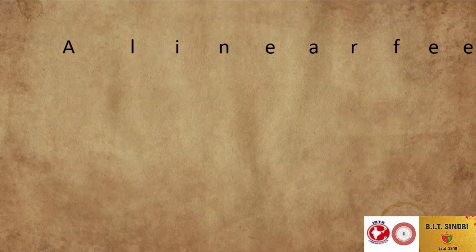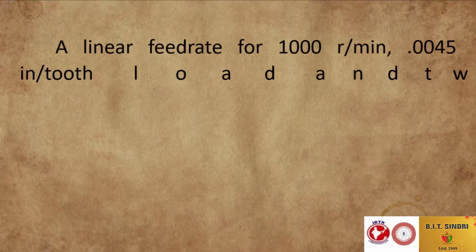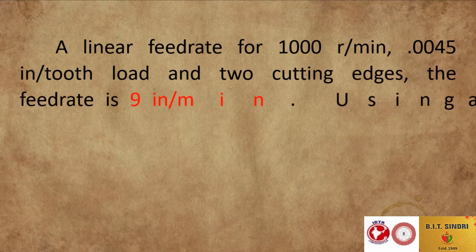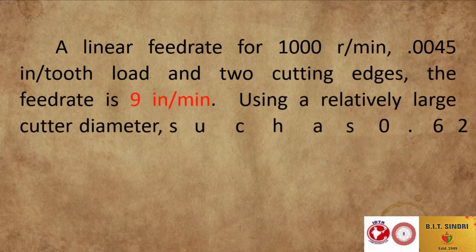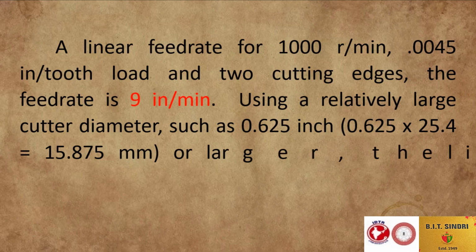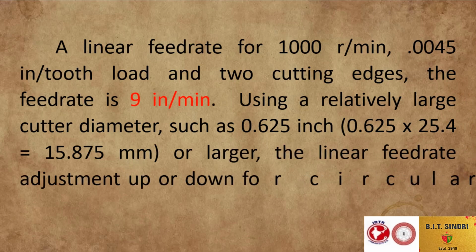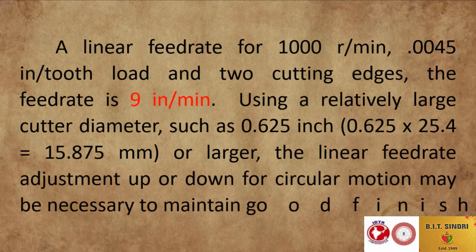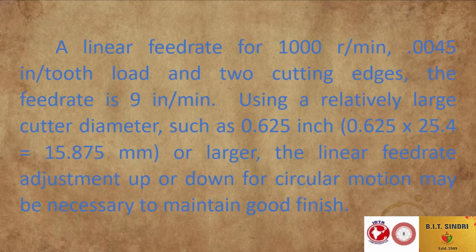So now, important features of a linear feed rate: 4000 revolutions per minute, 0.0045 inch per tooth load, and 2 cutting edges. The feed rate is 9 inches per minute. So using a relatively large cutter diameter such as 0.625 inch, that means your 0.625 multiplied by 25.4 gives you 15.875 millimeters or longer. The linear feed rate adjustment up or down for circular motion may be necessary to maintain good finish.